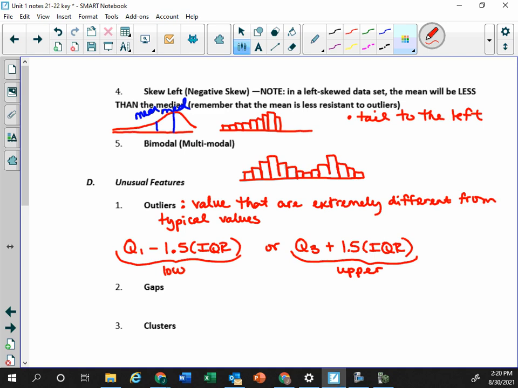A gap is exactly what a gap sounds like it is. There's just a gap with no data values. So no data points. That one you would see most commonly in a histogram. Like you've got your little groups here, and then maybe you have nothing. You'd want to make sure and note, like, hey, I have a gap here between this value and this value.